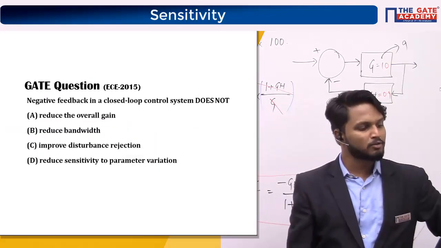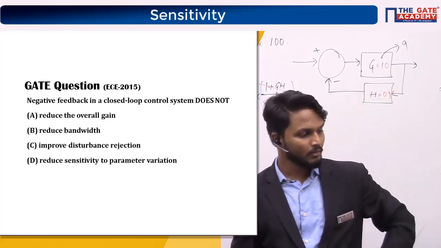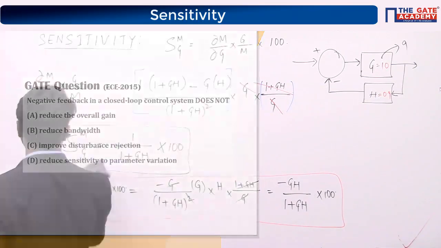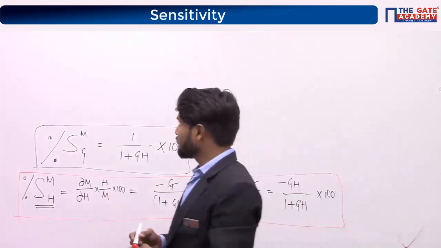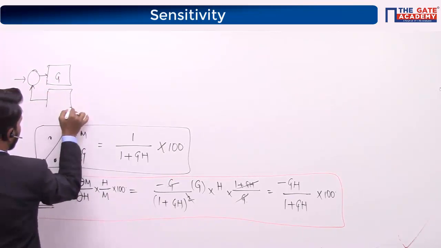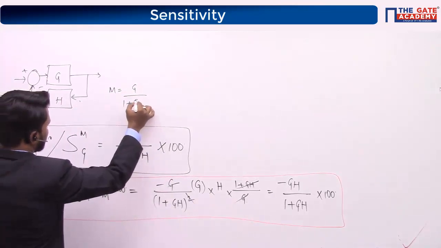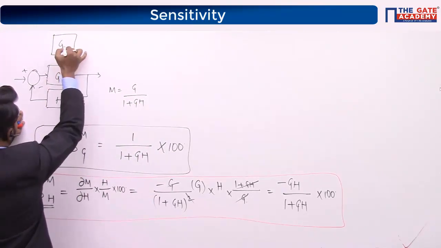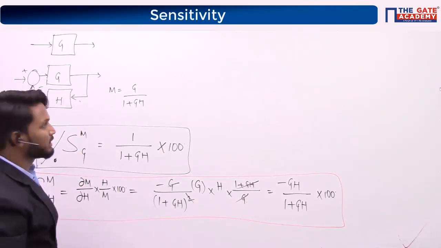Negative feedback in a closed loop control system does not. So which option is correct? Negative feedback in a closed loop control system does not. Let us look at option A, reduce overall gain. This is a negative feedback configuration, so what is the overall transfer function? Overall transfer function is G by 1 plus GH. If at all you are not using this negative feedback, you are taking an open loop control system like this, there is no feedback.